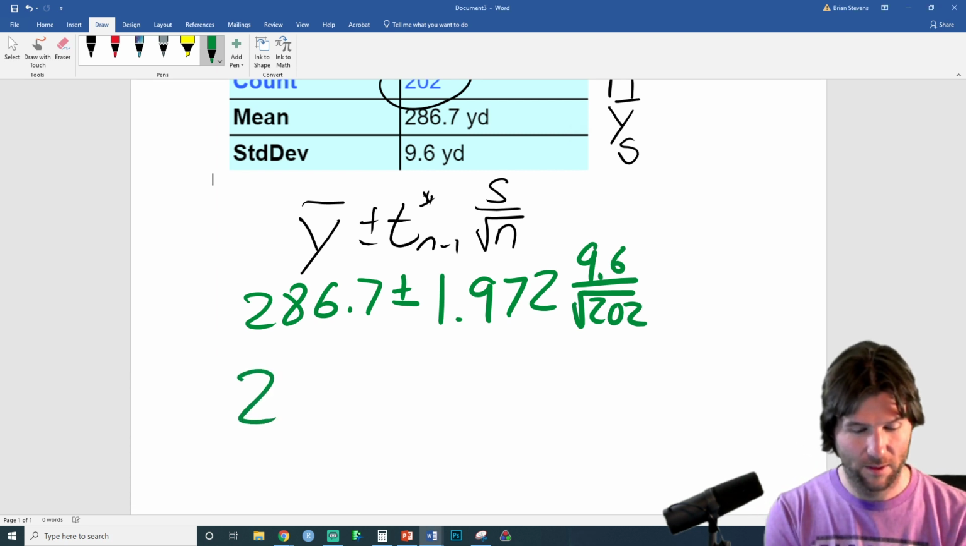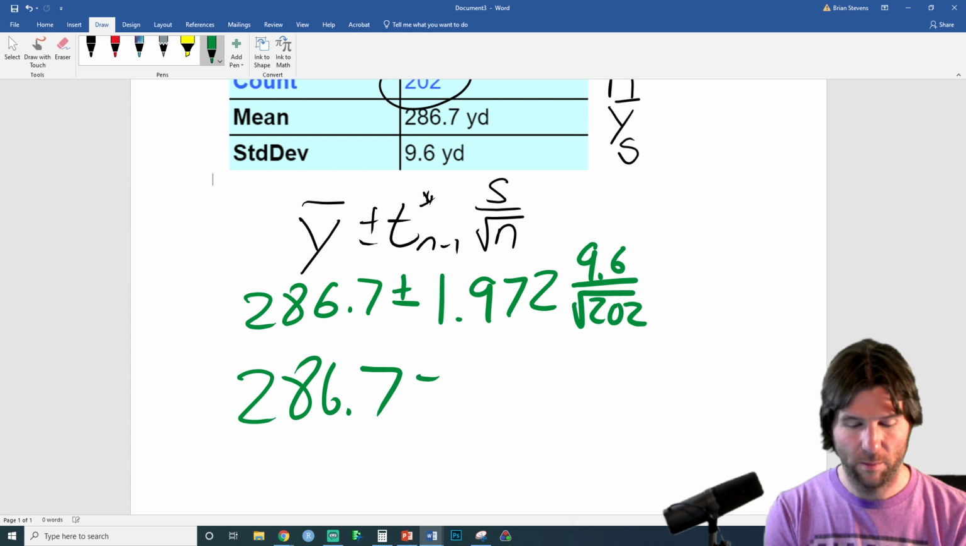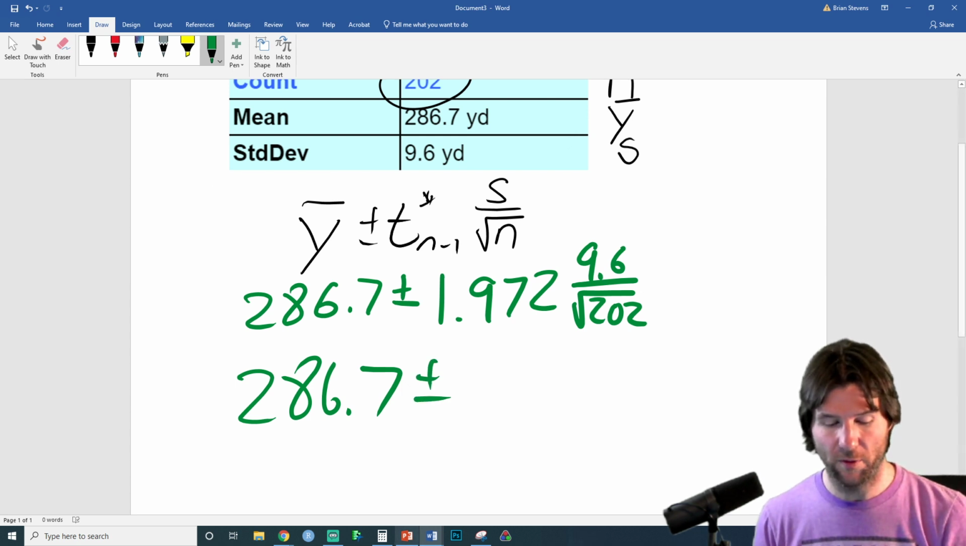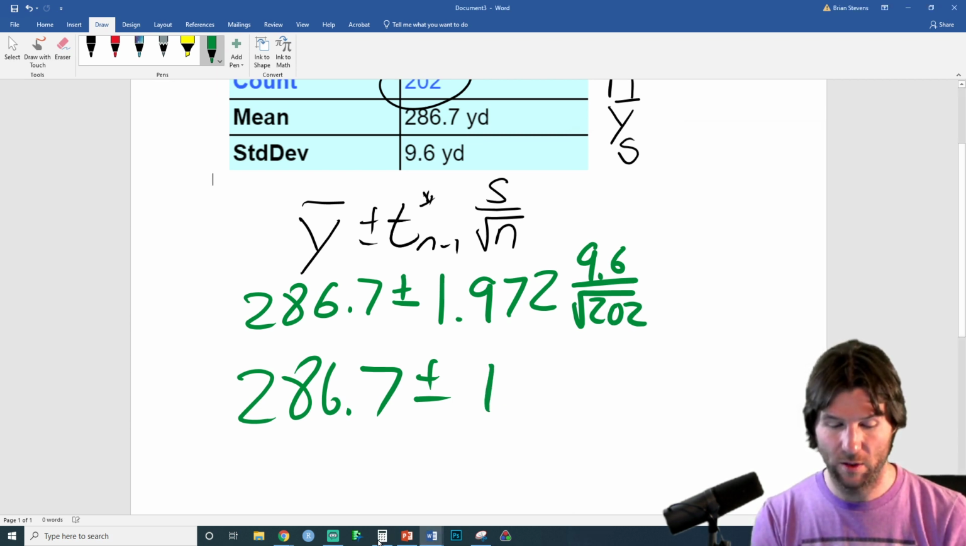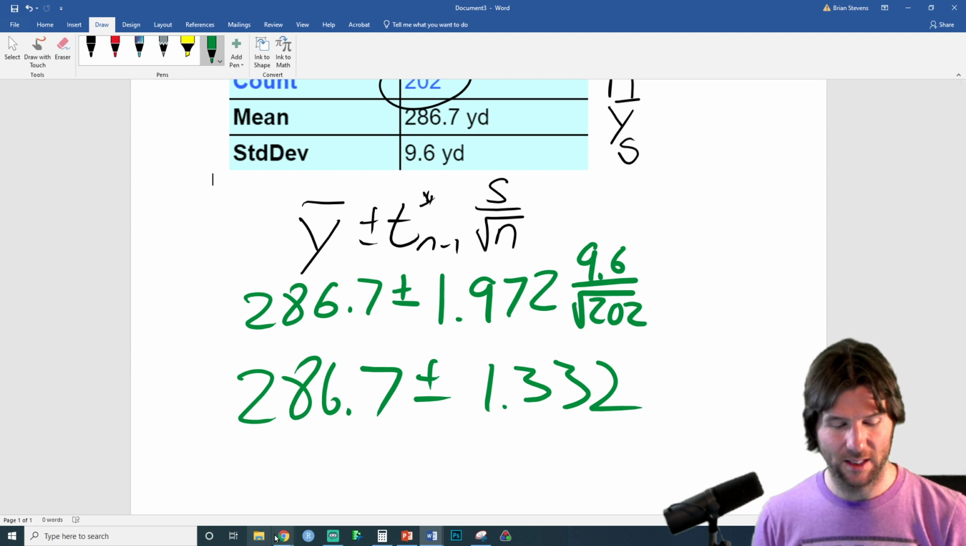286.7 plus or minus. All I did was solve for the margin of error right here. Once again, I just solved that last part of the equation. So that's 1.332. No dot right there. And then we got the hot dog problem next, I believe.